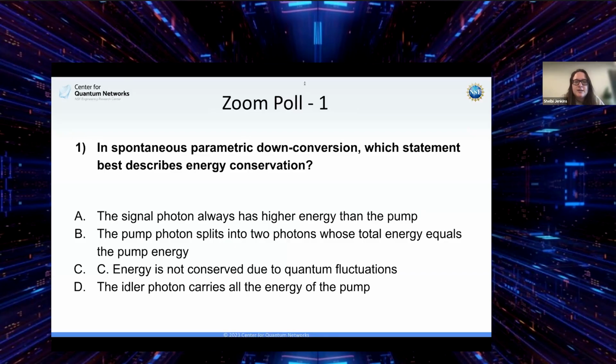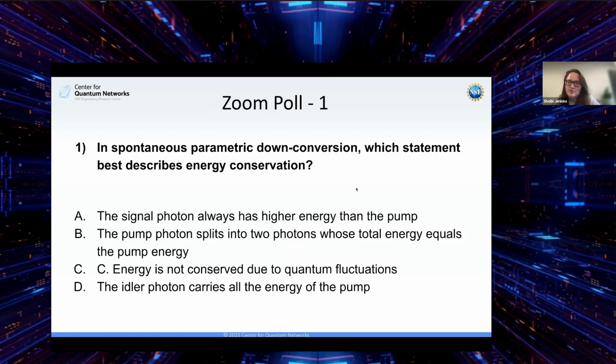Okay, so in spontaneous parametric down conversion, or SPDC, which statement best describes the energy conservation? The signal photon always has higher energy than the pump. The pump photon splits between two photons whose total energy equals the pump energy. The energy is not conserved due to quantum fluctuations, or either photon carries all the energy in the pump.